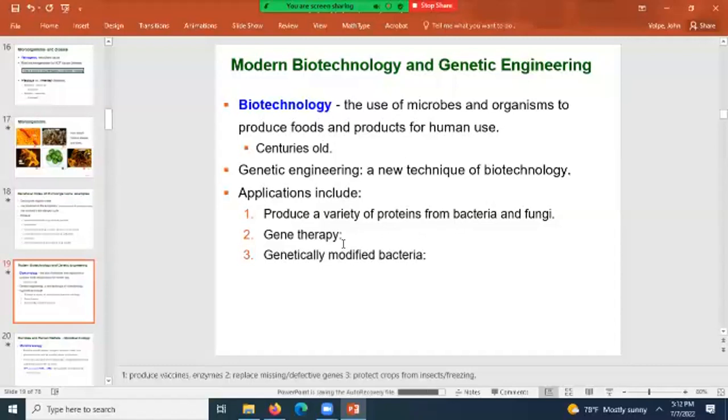Another application is gene therapy, where we replace missing or defective genes. Like a child who's born with an immune defect, they're missing the correct gene to make their immune system function fully. And we can get that gene out and put it in their cells using biotechnology or genetic engineering.